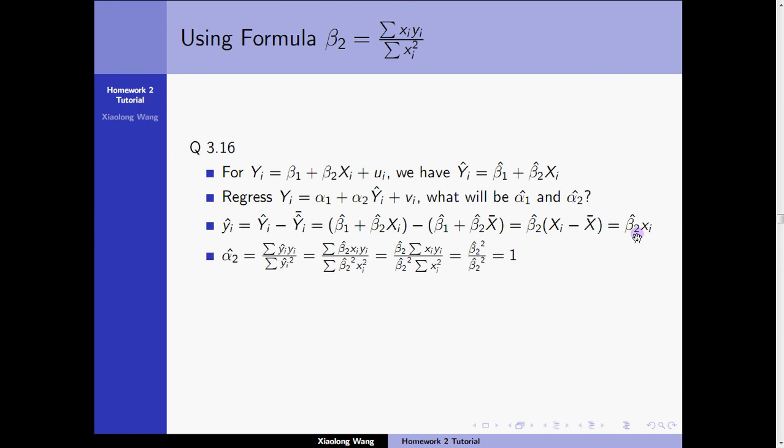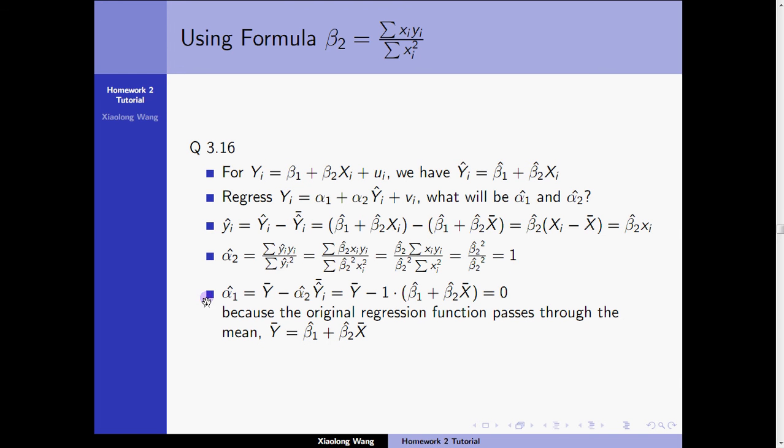Now we can use the formula to calculate alpha 2 hat. We know that little yi hat equals beta 2 hat times xi, and then we put that into the summation and move beta 2 hat out of the summation terms because beta 2 hat is a constant. Then we see that alpha 2 hat equals 1.